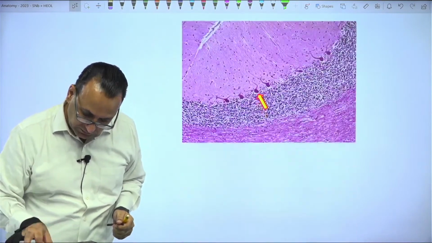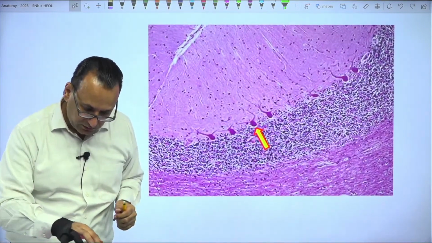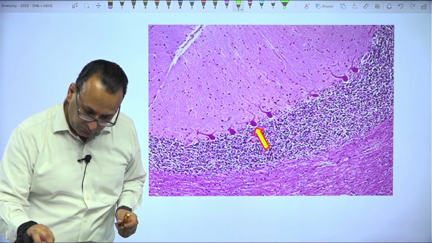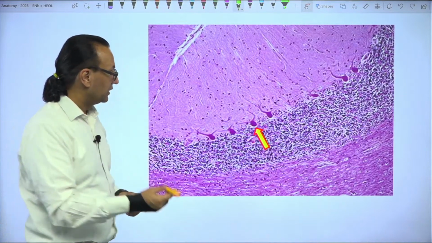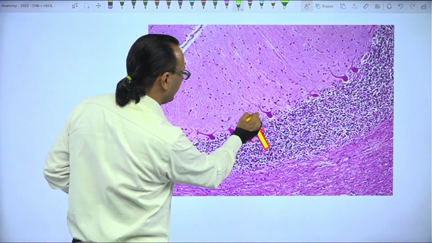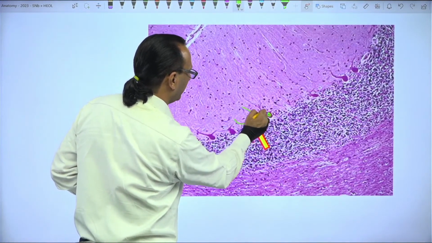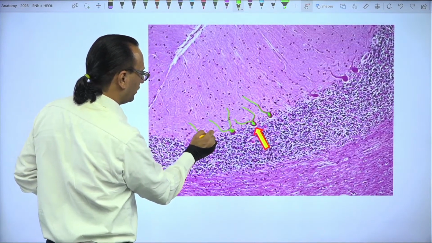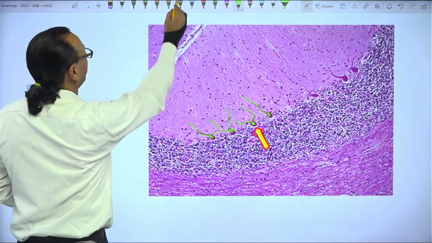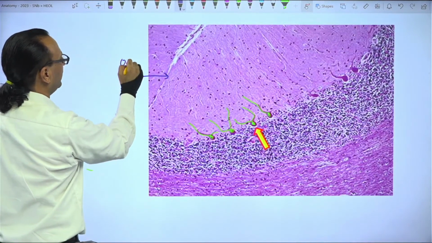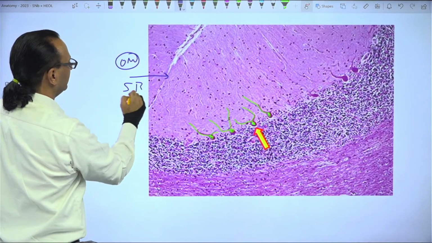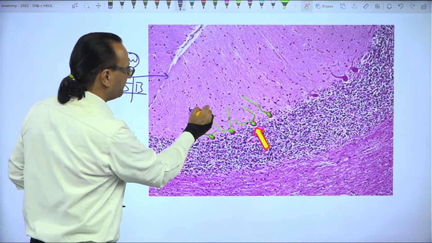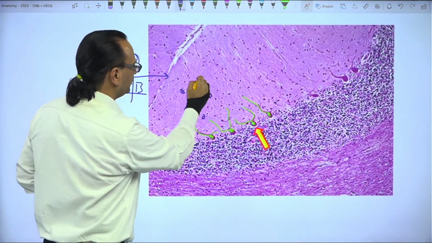Leave this. This is important because they continuously ask. As you notice, this is the Purkinje cell sending dendrites into the outer molecular layer. This is the outer molecular layer having SV cells, stellate and basket cells. Very few in number, not dense.